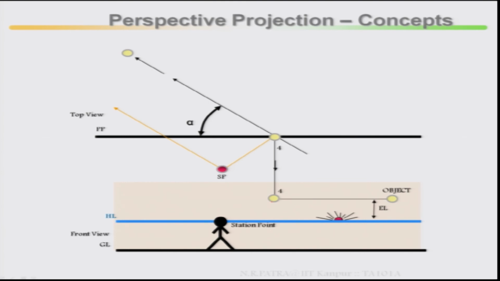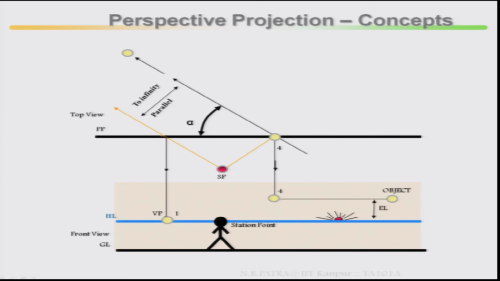Here is the top view, it is going to infinity; the distance of the object is infinity. So mark from your station point a line parallel to this ray, then where it meets your picture plane, bring it back. That is your point 1, that is called the vanishing point.